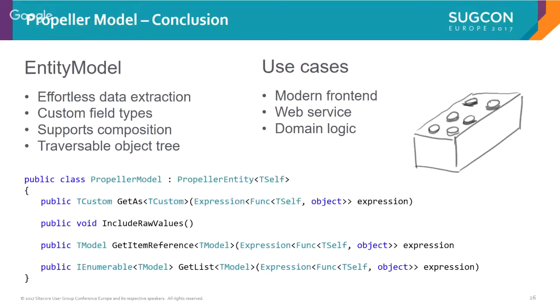And the end result, well, is the Propeller method. The only method that I haven't shown here is the include raw values, and that's just a method that the internal configurations call to extract all the data.